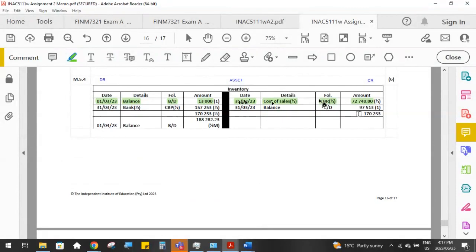So this then tells me that on the 31st of March, at the end of the month, I debited cost of sales and I credited inventory with the amount of 72,740, and that the source of this entry was the cash book receipts.